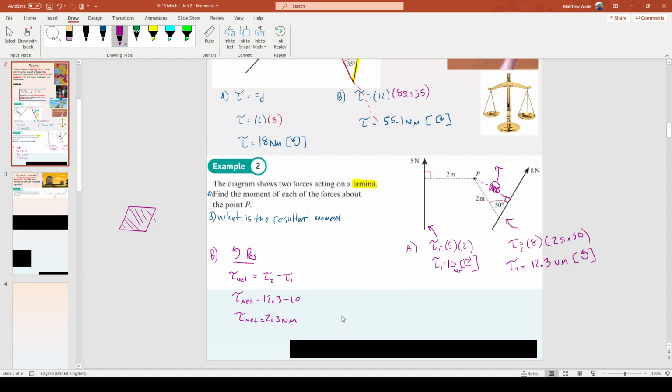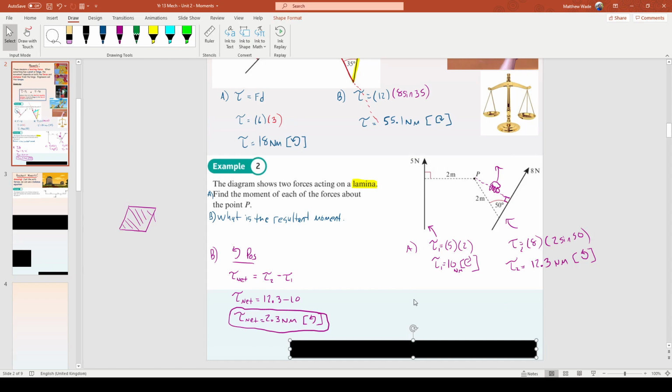And which way will it go? Well, I said anti-clockwise was positive, and I got a positive answer. Anti-clockwise. Okay, so there you go, buddies. I hope it's okay, and I hope it doesn't feel too foreign to you. It should feel kind of normal because of the forces unit that we've just finished.